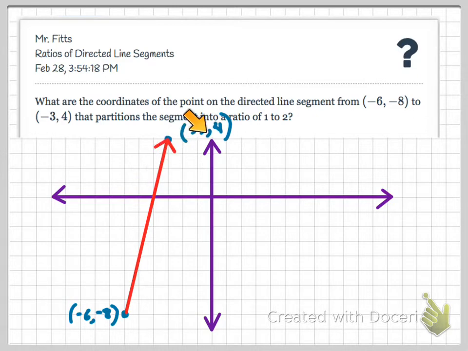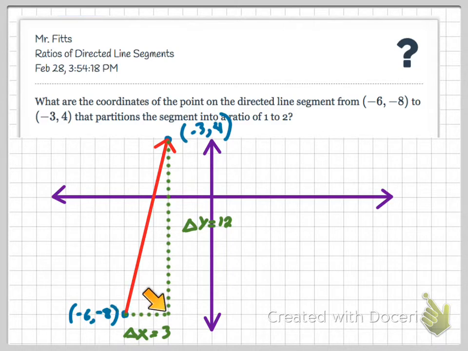Now, if they had listed the coordinates in the opposite direction, we would have done it this way. And so it would have been 1 part on this side and 2 parts on that side. So let's take a look. What should we do? I like to think about it in slope form. So if we think about the change in x, this horizontal distance, and the change in y, this vertical distance, we can just count 1, 2, 3 this way, and 1, 2, 3, 4, 5, 6, 7, 8, 9, 10, 11, 12 this way.